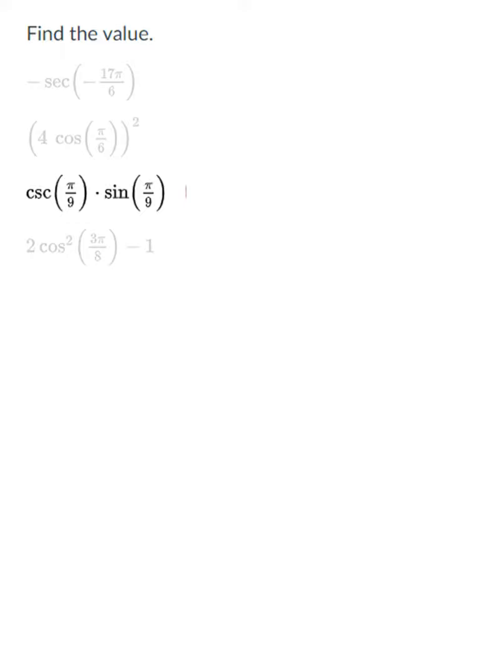Let's take a look at our third problem. This problem is interesting because pi over 9 does not terminate at one of our favorite 16 points on the unit circle. But nonetheless, I can still compute this value by simply noting that the cosecant of pi over 9 is the reciprocal of the sine of pi over 9. And whatever the sine of pi over 9 is, I don't know what it is, but whatever it is, when you divide it by itself, you get 1.